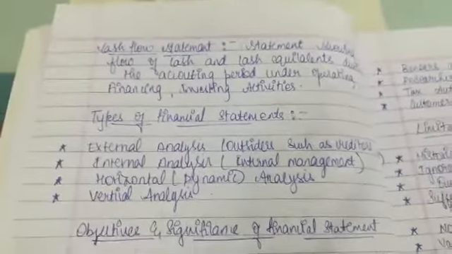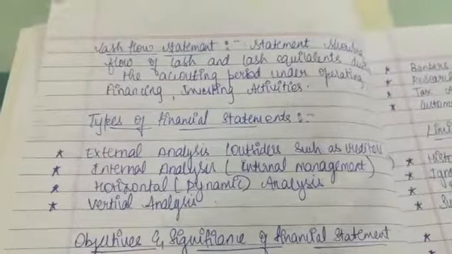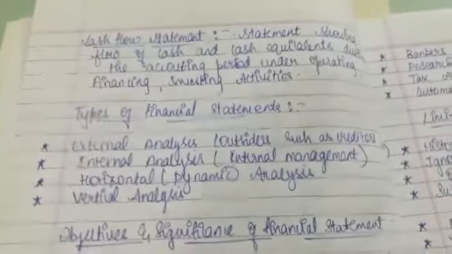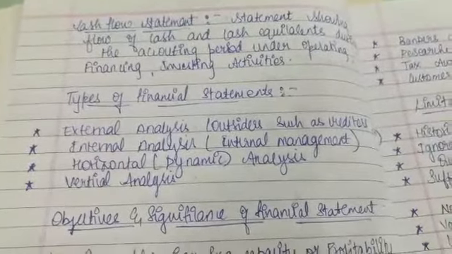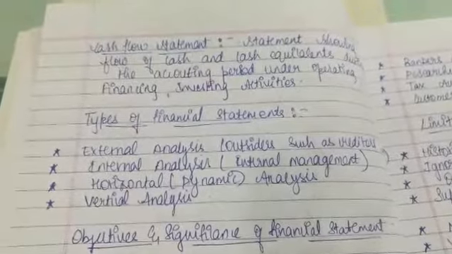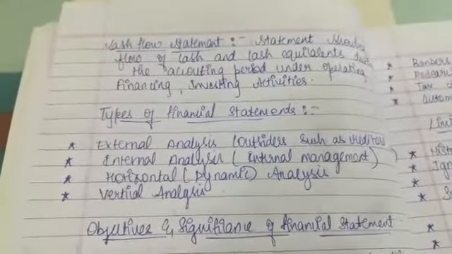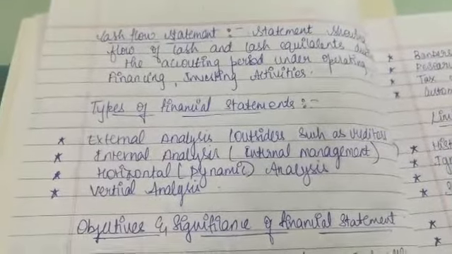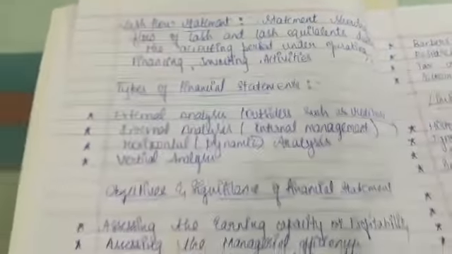So the next is types of financial statement analysis. There are external analysis, internal analysis, horizontal analysis, and vertical analysis. External analysis is for outsiders such as creditors. Internal analysis is for the internal management. Horizontal means dynamic analysis, and then vertical analysis.